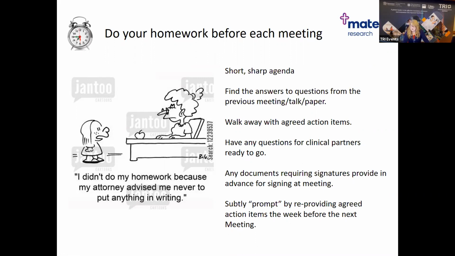Also, subtly re-prompt people by providing the agreed action items 1 week before the meeting, just to remind them, in a short email that they can easily see on their phone. Hey, just reminding you, here, this meeting's coming. We agreed we'd do these things, just letting you know that this meeting's coming up in a week's time.